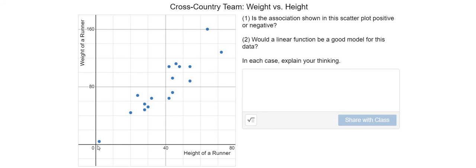So regardless of this point down here, which seems a bit strange, is the association shown in the scatter plot positive or negative? Because it's going up from left to right, as the height of the runner increases, the weight of the runner increases. So we would say that it is a positive association. And the next question is asking, would a linear function be a good model for this data? I would say yes, that overall we can see that they're generally going up in a straight line. They're scattered around a line, so it's not as strong as our previous relationship, but we can say that it is a linear relationship.